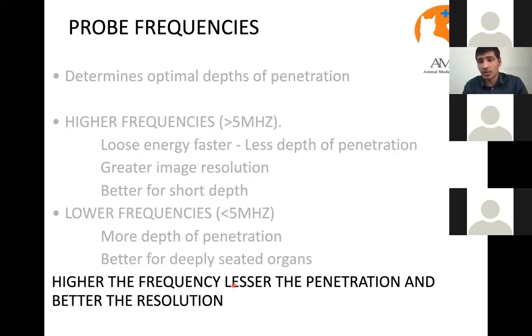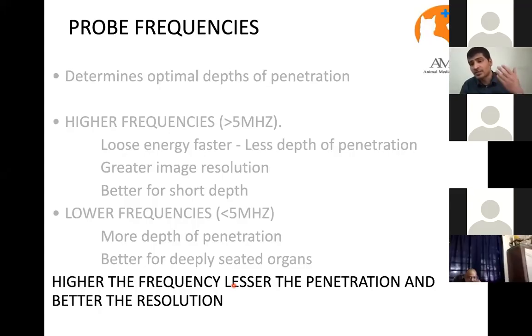So this is what we need to understand. In image creation, the higher the frequency, the lesser the penetration and the better the resolution. It penetrates less and only gives us an image of the superficial objects, but we are not able to see deeply seated organs. For that, we have to use lower frequency. But again, there are some techniques, because if we use low frequency, the image quality is not good. So these things we have to manage.